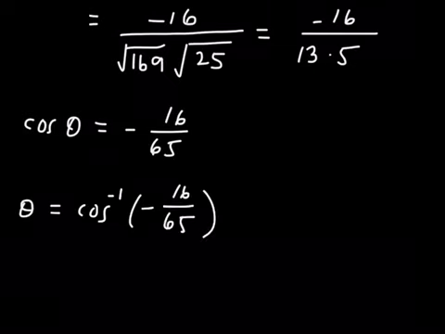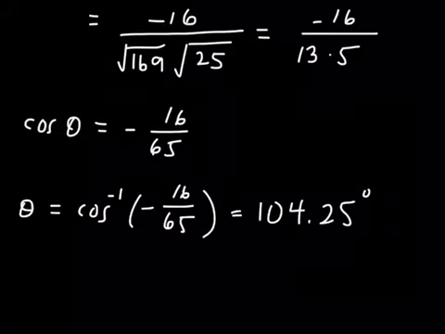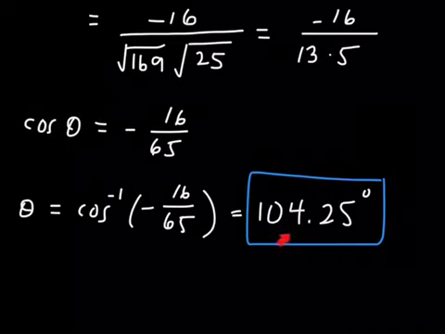Which I'm getting approximately equal to 104.25 degrees. I just rounded to the nearest hundredth, okay? So this, ladies and gentlemen, is the angle between those two vectors. Isn't that great? And it is obtuse, right? It's more than 90 degrees, just like we predicted. Let's do this again.